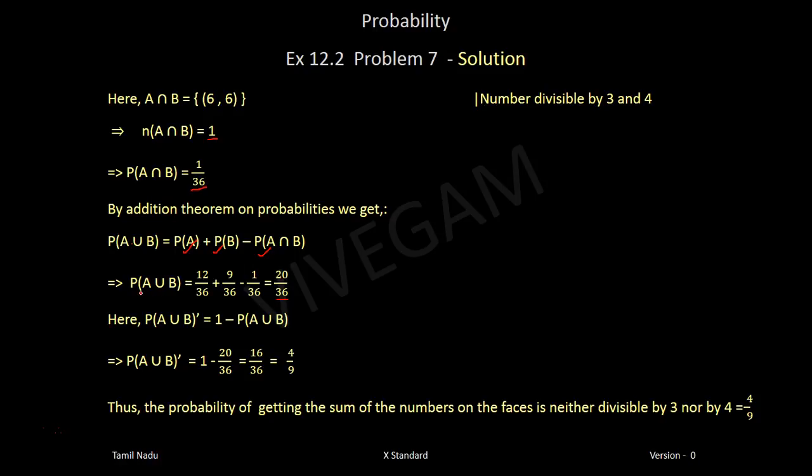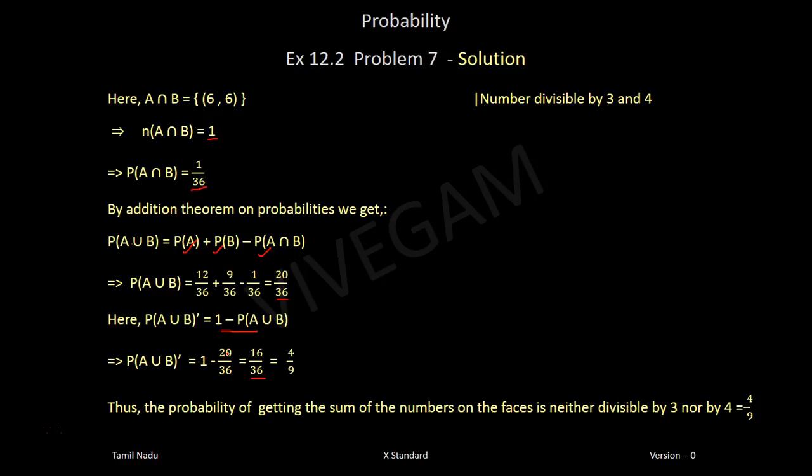But what is this? Probability of the sum being divisible by 3 or 4. It's divisible. But what we want is not divisible. So that is probability of A union B, the whole complement. That is 1 minus probability of A union B. This is positive, but what we want is the negative. So find the positive and subtract the value from 1. It will give you the negative value, right? So that is 1 minus 20 by 36. That is 16 by 36.